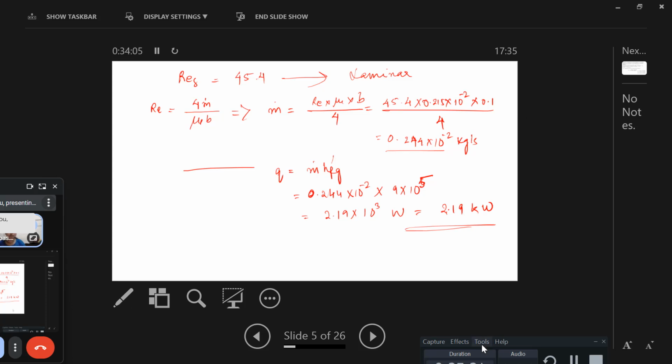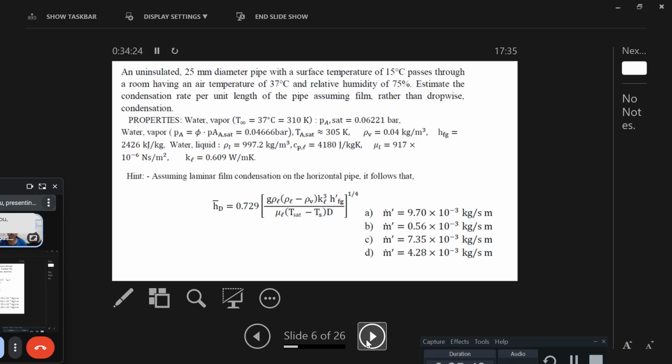So both the questions have been almost similar in terms of the concept. This one was in turbulent flow, another is in laminar flow. So we have seen two cases in condensation. Now we move to the next question.